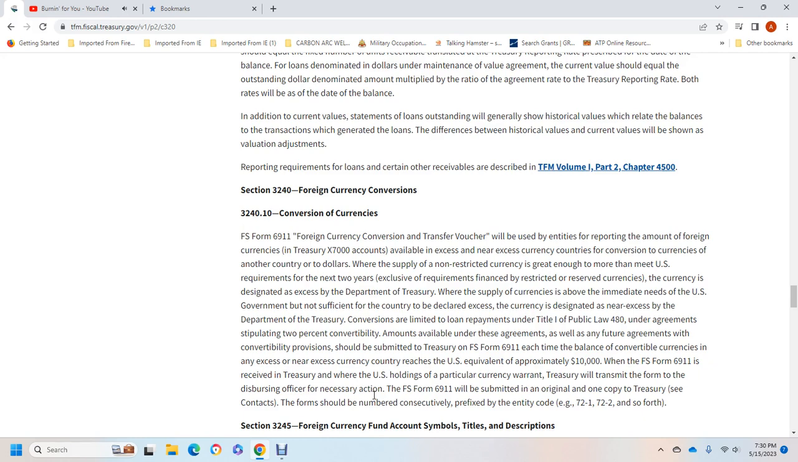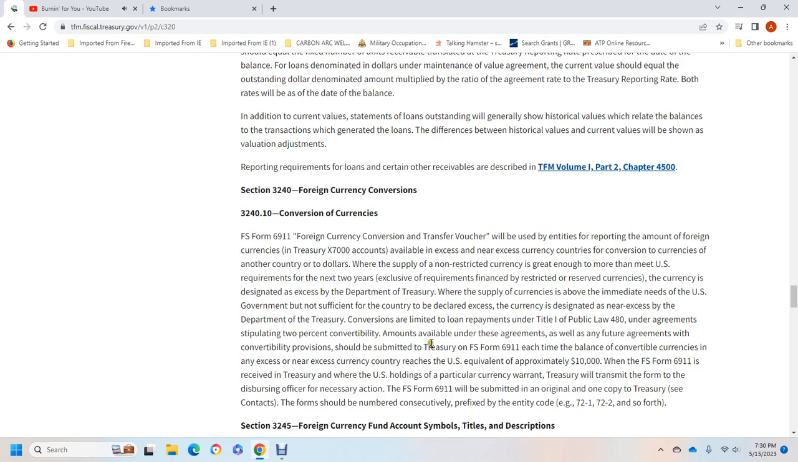The requirements finance the restricted reserve currency if it is designated, except for the Department of Treasury, which applies with the concurrence with the immediate need of the U.S. component not sufficient for the country for the declared action. Conversions are limited if the loan payments are Title 1 Public Law 480 under the agreement stipulated with 2% of the convertibility amount available for these agreements, as well as any of the future agreements.